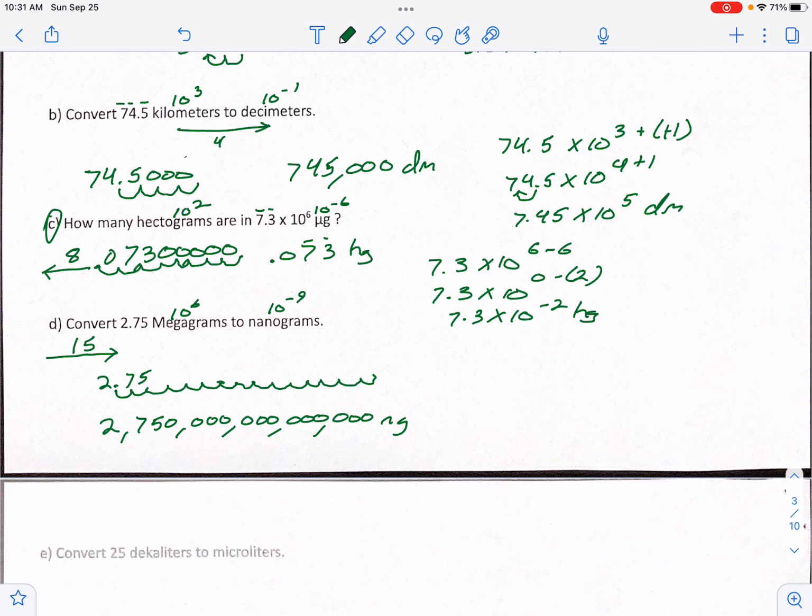So this answer would have just been fine. I have 3 sig figs in the beginning. I have 3 sig figs in the end because I did not keep that decimal in the end once I moved it. So please make sure you don't keep that decimal unless you need it. So I have 3 in the end, so this one's good.